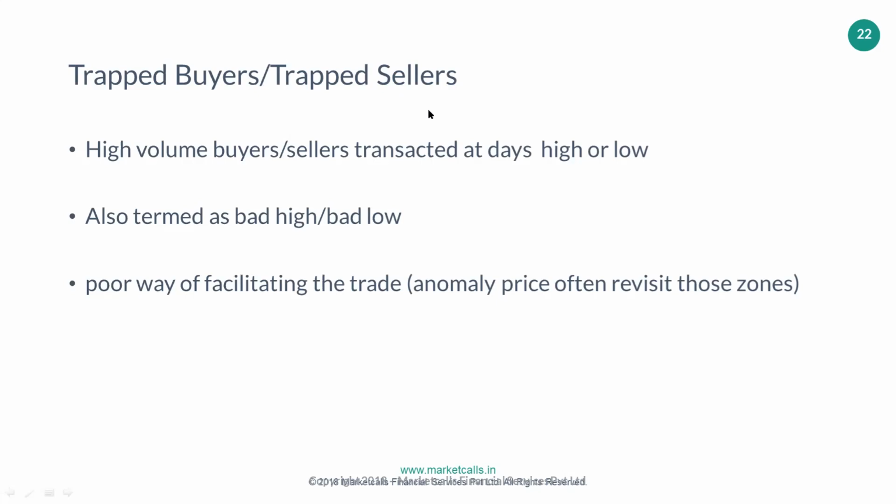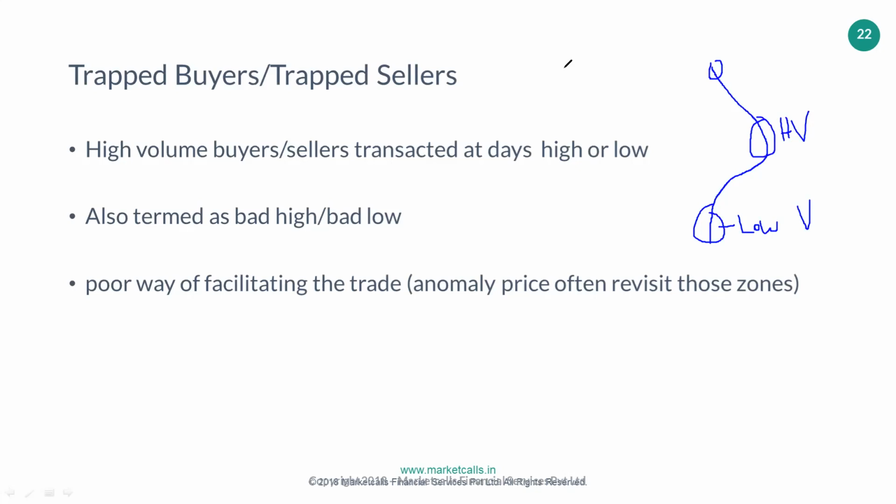As I said, a good auction will have relatively low volume at the edges, maximum volume at the center, and again low volume at the edges. The day's high edges and the day's low edges are characterized by typically low volume. Volume will be typically low over here, whereas the center will have high volume over here. So high volume at these central locations.